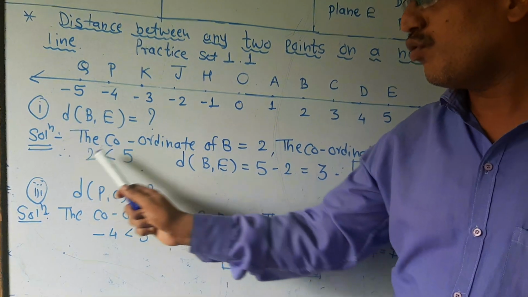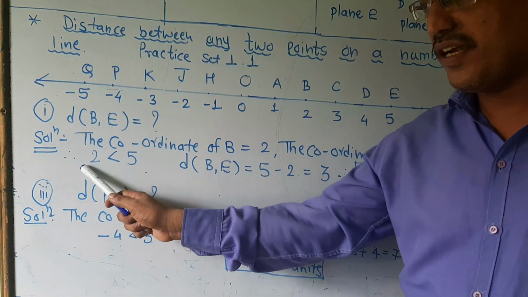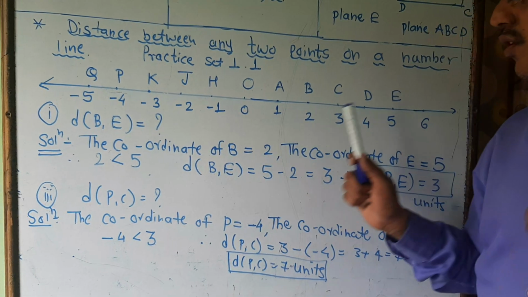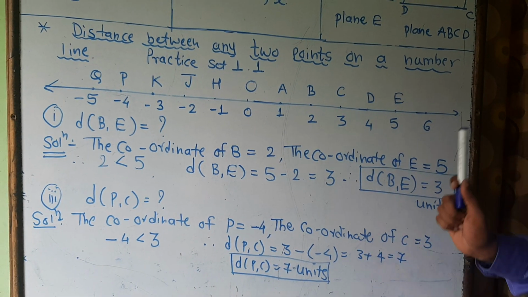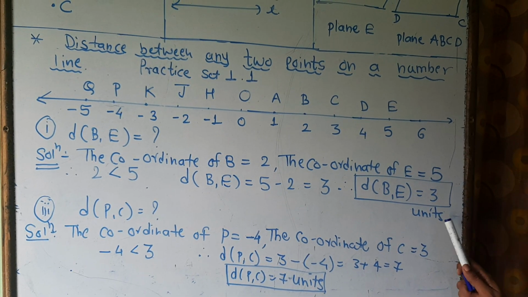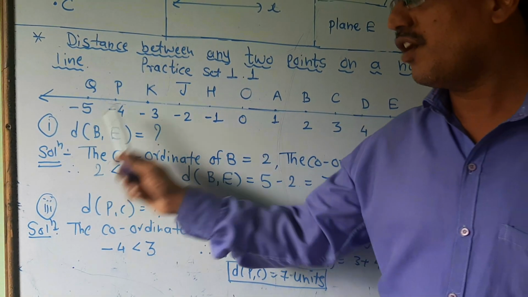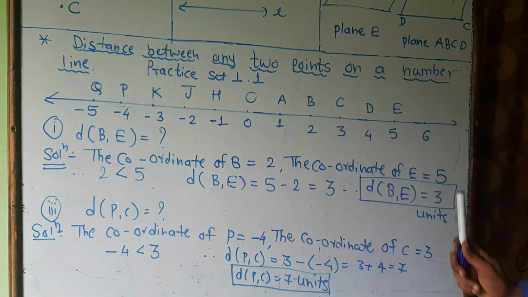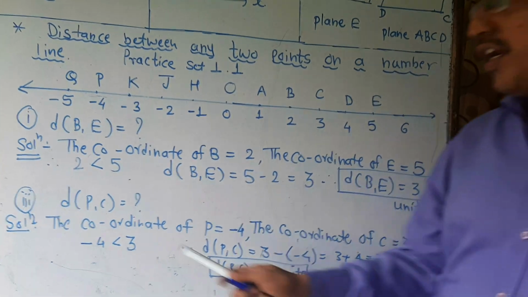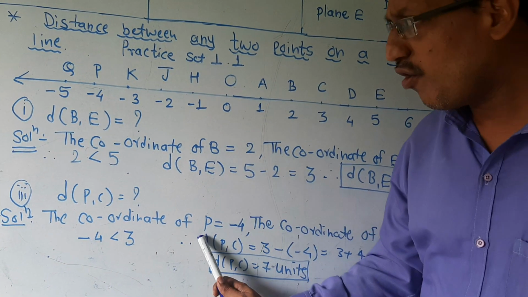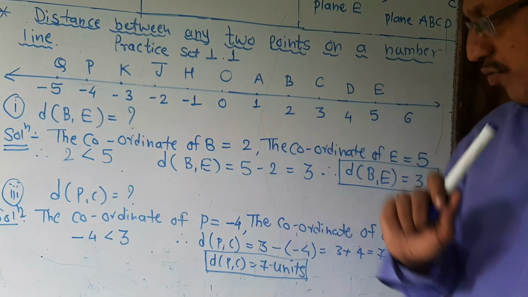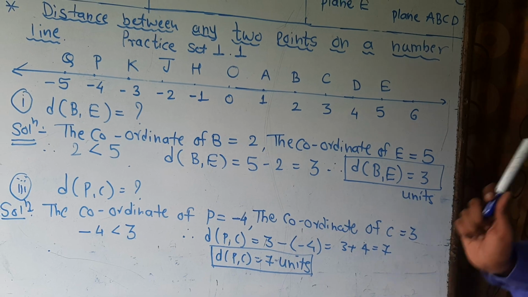Then I have to do the comparison. Which is greater? Obviously 5 is greater. So greater coordinate minus smaller coordinate: 5 minus 2 is 3. So the distance between the 2 points is 3 units. That means using the coordinates of the points you can find the distance between them. Now let us move towards P and C. The coordinate of P is minus 4. The coordinate of C is plus 3.